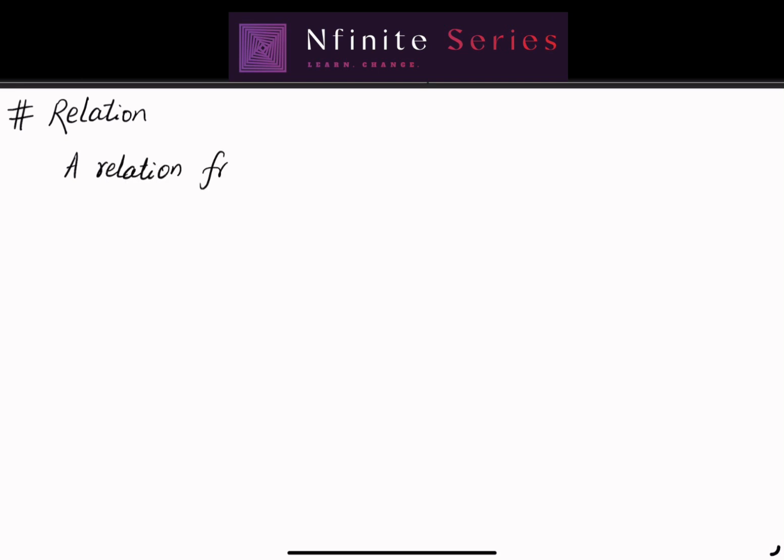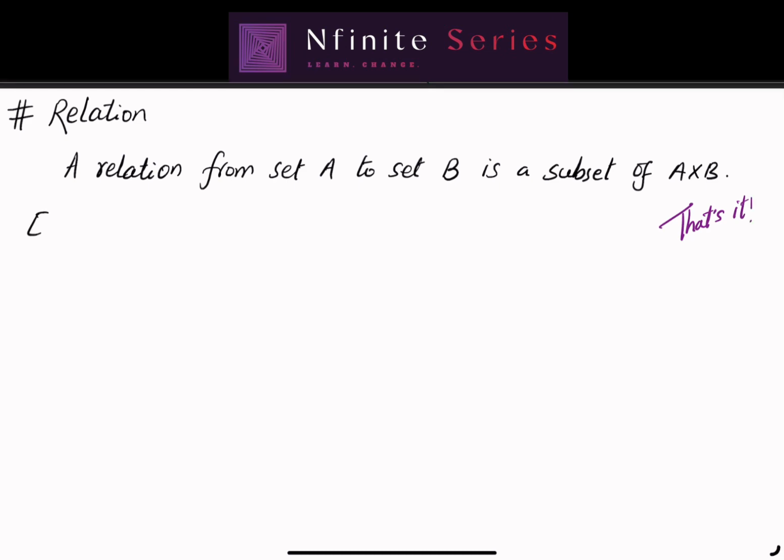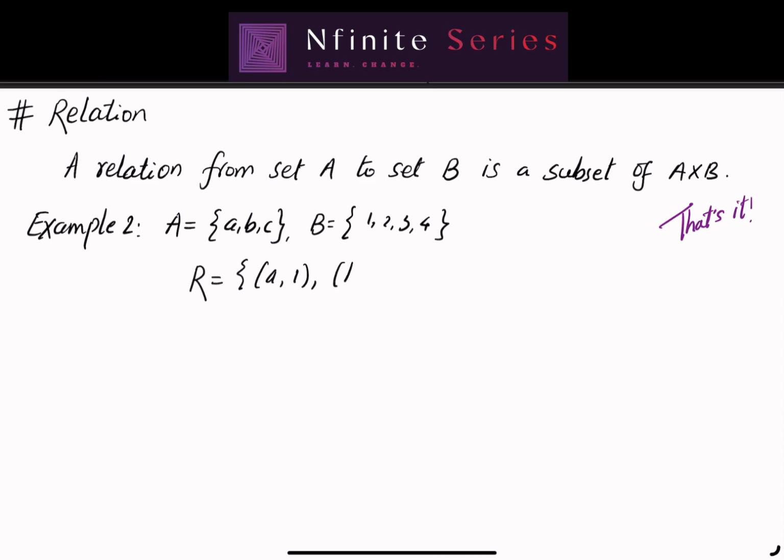A relation from set A to another set B is a subset of the Cartesian product A cross B. That's the definition of relation. Now here is an example to give you a concrete idea how relations are defined. Consider set A given by a, b, c as earlier, and B is the set 1, 2, 3, 4. Now to specify a relation between A and B is to give a subset of the Cartesian product of these two sets. Here's an example. You take R to be the set of the following pairs: (a, 1), (b, 2), and (c, 3).